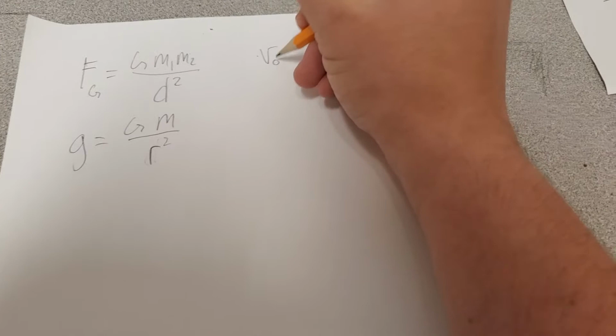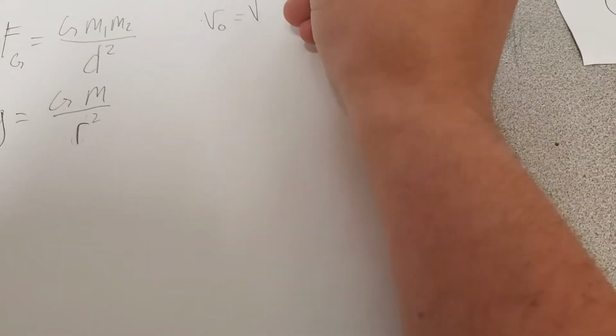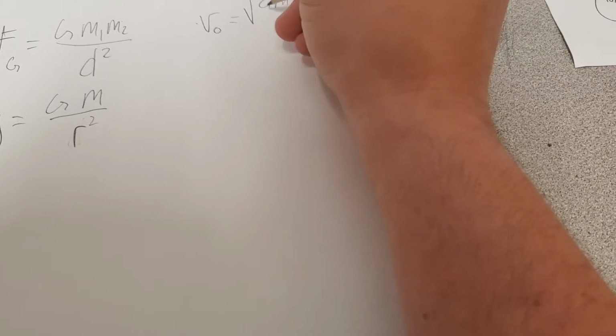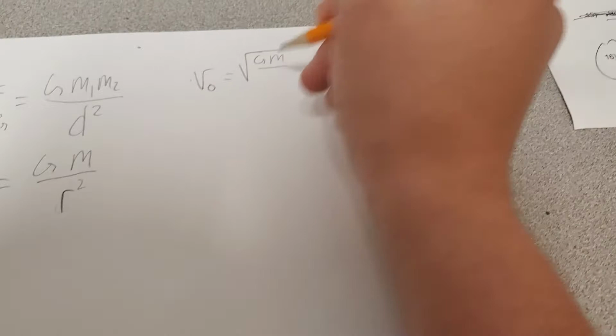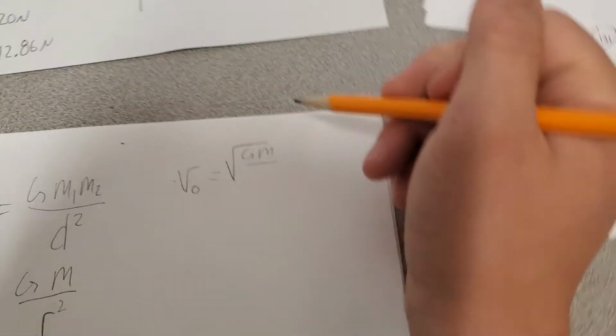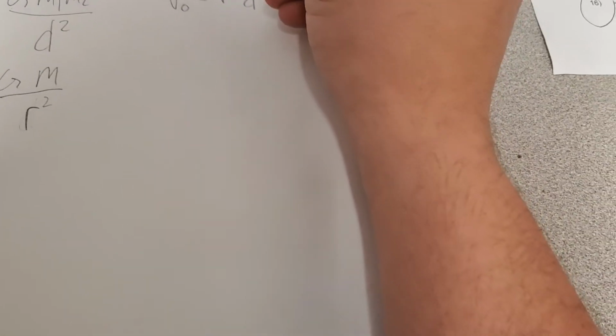We learned that orbital velocity is equal to the square root of GM over the distance between whatever's orbiting, usually the satellite, and the center of gravity of whatever it's orbiting. So put a d.